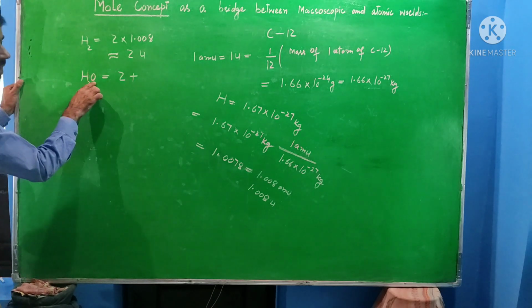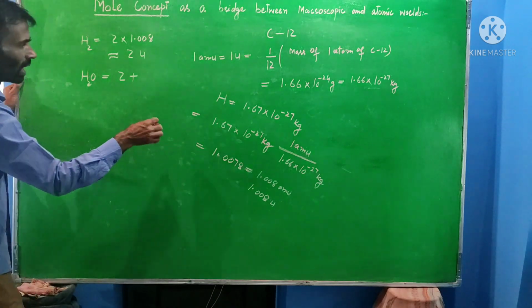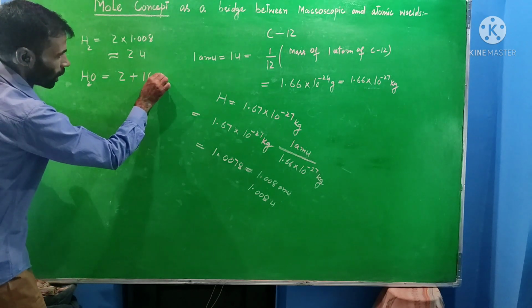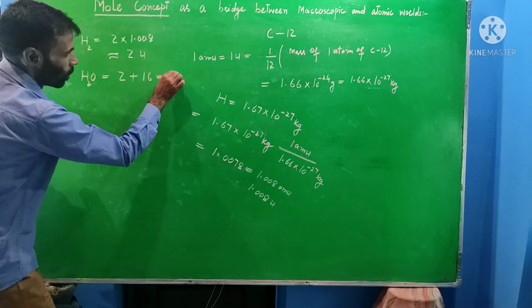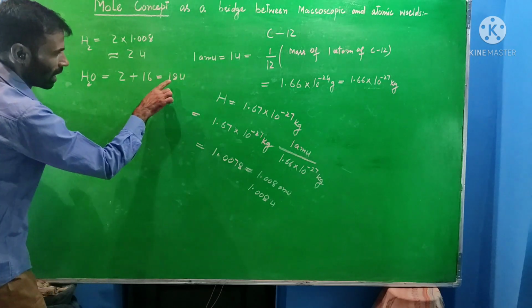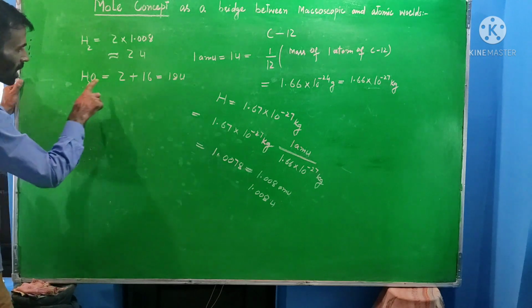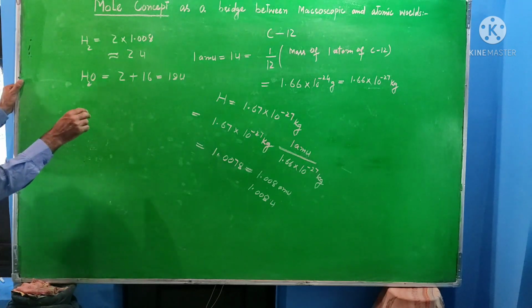After that, the oxygen atom, calculated in this way, has a mass equal to 16 U. So the total mass will be equal to 18 U. This 18 U, being the mass of the molecule, we call the molecular mass of water.